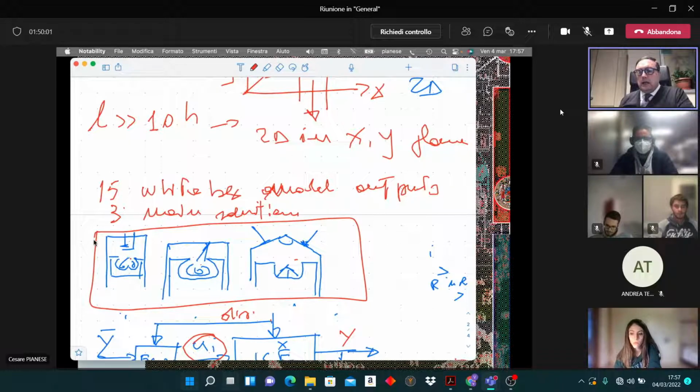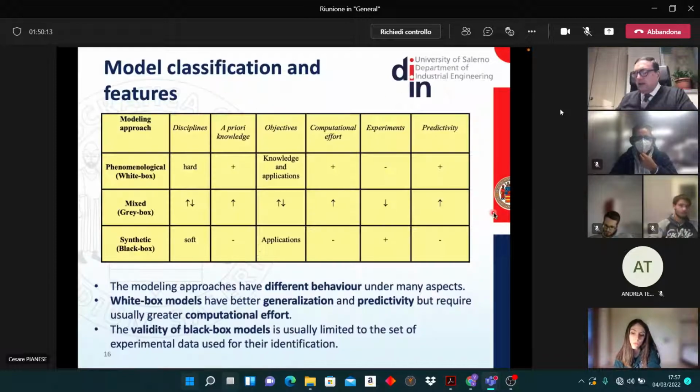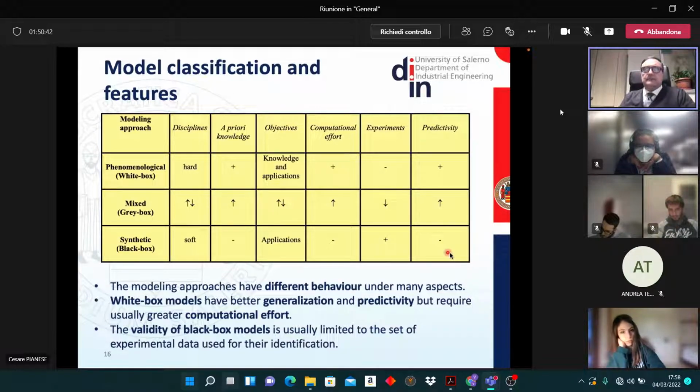So, as we said before, at the very beginning, we start without knowing experiments, okay? And we don't need the experiments in order to set these 15 models. Models now are not mathematical models, but real, speaking in terms of physical models. Then we build 3 physical models, and then we test on experiments. Whereas on synthetic black box models, we need a lot of experiments.